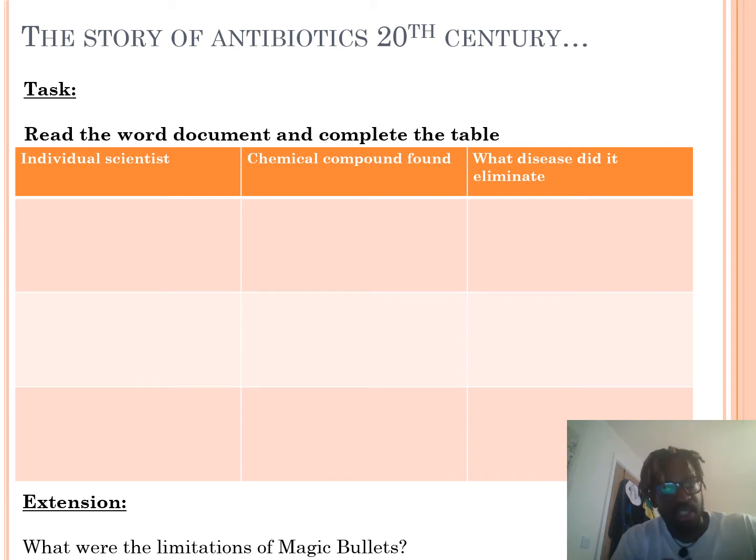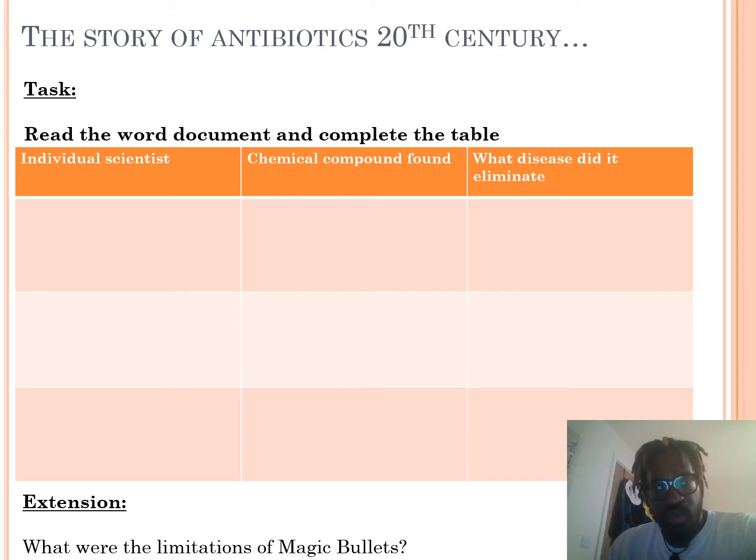So one specific compound for one specific disease, as opposed to how we think of antibiotics today, where a doctor might prescribe you an antibiotic and that can cover a myriad of particular illnesses that somebody might have. So the first real advancements in treatments in the 20th century was the discovery of what we refer to as magic bullets.